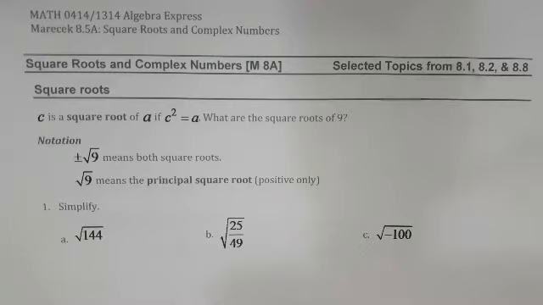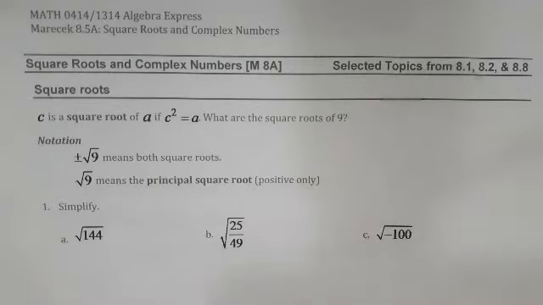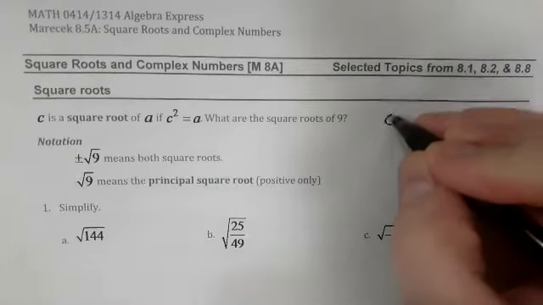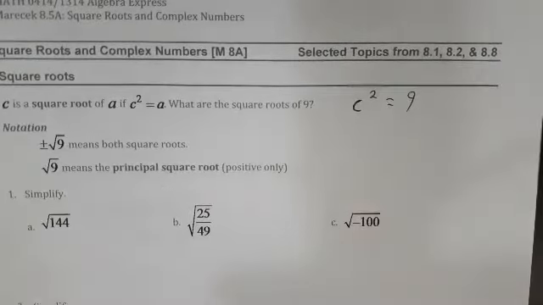And so this first thing that they start us off with is square roots. The way that they define a square root is C is a square root of A if C squared equals A. And then they ask, what are the square roots of 9? So basically, what squared equals 9, what can C be?